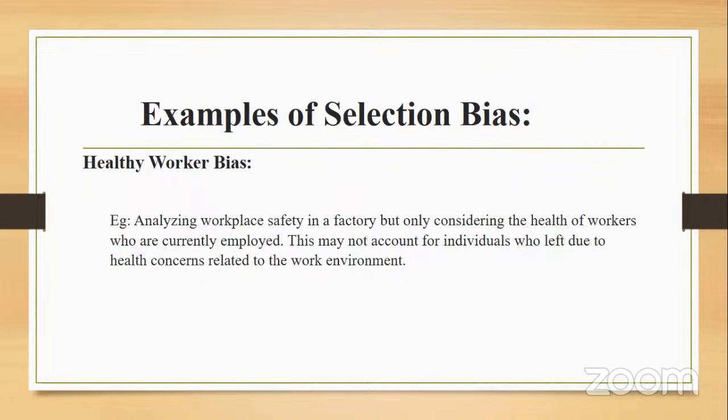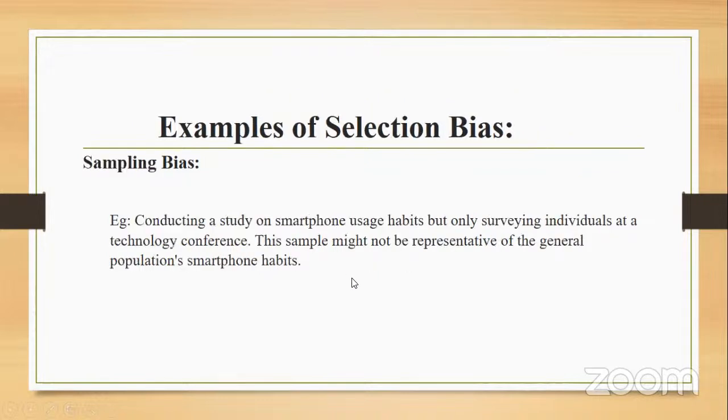Another type of selection bias is the health worker bias, in which you will be studying your sample from the health workers who are currently employed, and this may not account for individuals who left due to health concerns related to work environment. Another selection bias is sampling bias. For example, when conducting a study on smartphone usage habits, but you did your survey only in a technology conference. So the general population is not included.